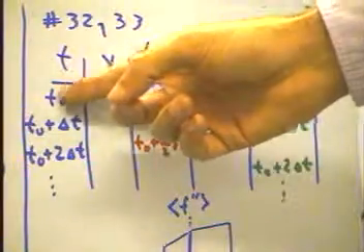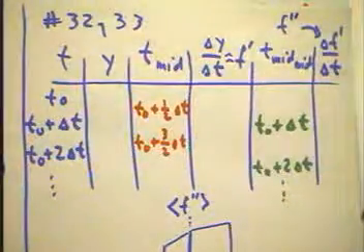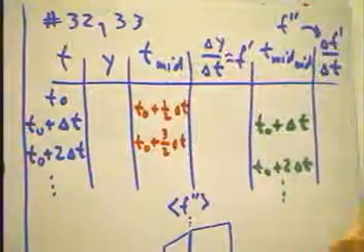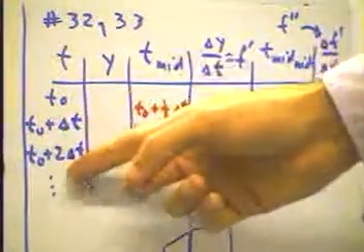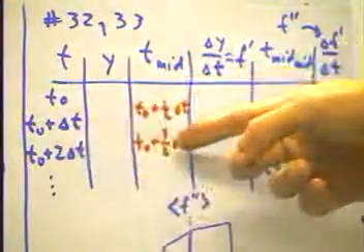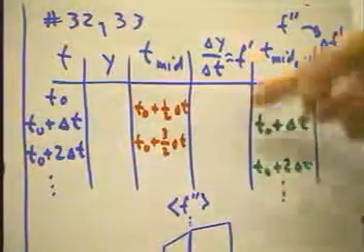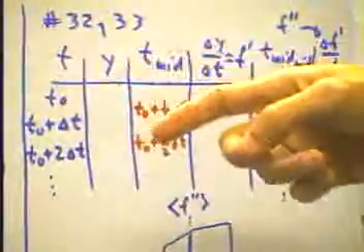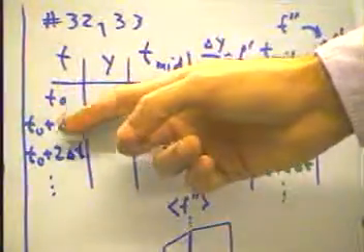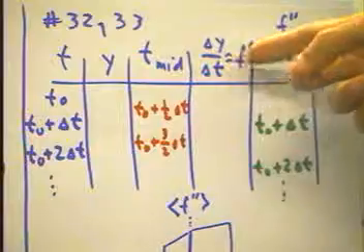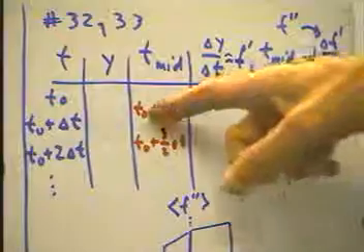For each time interval from t0 to t0 plus delta t and t0 plus delta t to t0 plus 2 delta t, we have a midpoint. The midpoint between here and here is t0 plus 1/2 delta t. Between here and here, it's t0 plus 1.5 delta t, or 3/2 delta t. To that midpoint, we associate the delta y over delta t for that interval. So in this first interval, we would have two y values, so we'd calculate our delta y. We'd have two t values, we'd calculate our delta t, we'd divide them, and that would give us an approximation of the derivative at the midpoint.